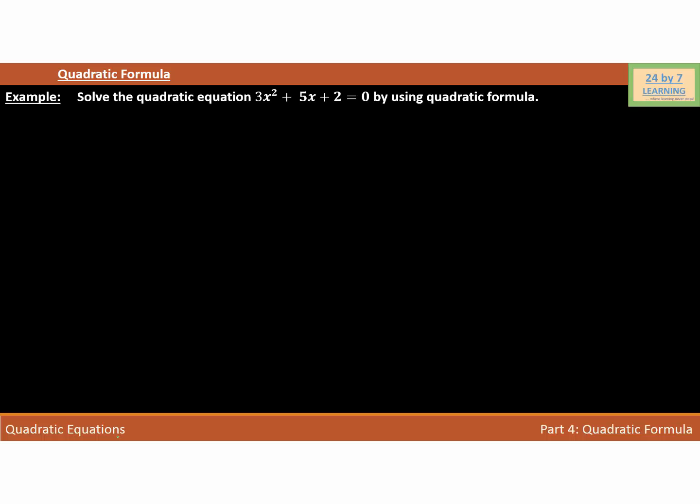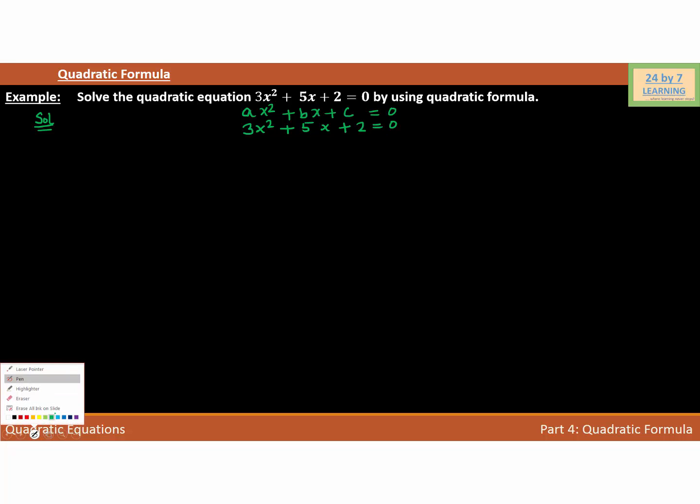Example: solve the quadratic equation 3x squared plus 5x plus 2 equal to 0 by using the quadratic formula. As you can see, it is given that our quadratic equation is 3x squared plus 5x plus 2, and that is equal to 0. Now I'm going to write my standard equation over here. So I will write ax squared plus bx plus c is equal to 0.